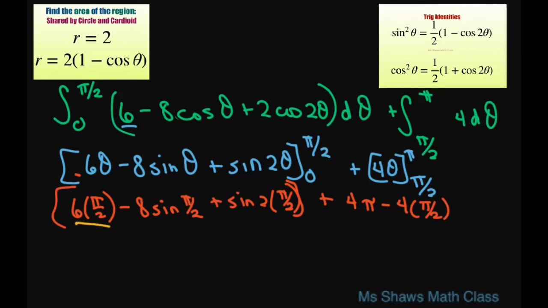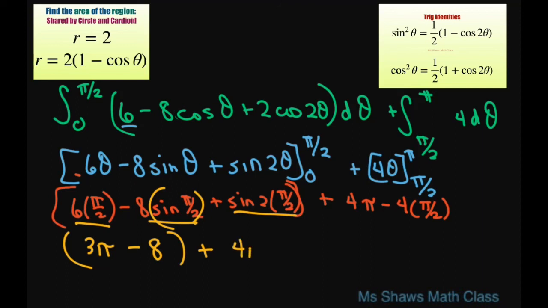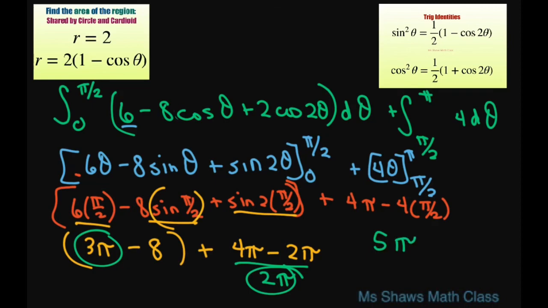All right, let's see what we get. This is 3 pi. This is minus 8, because sine of pi divided by 2 is 1. This is 0. Plus 4 pi minus 2 pi, so this is 2 pi. So we have 3 pi plus 2 pi is 5 pi, and we have minus 8. So this is your area of the shared region.